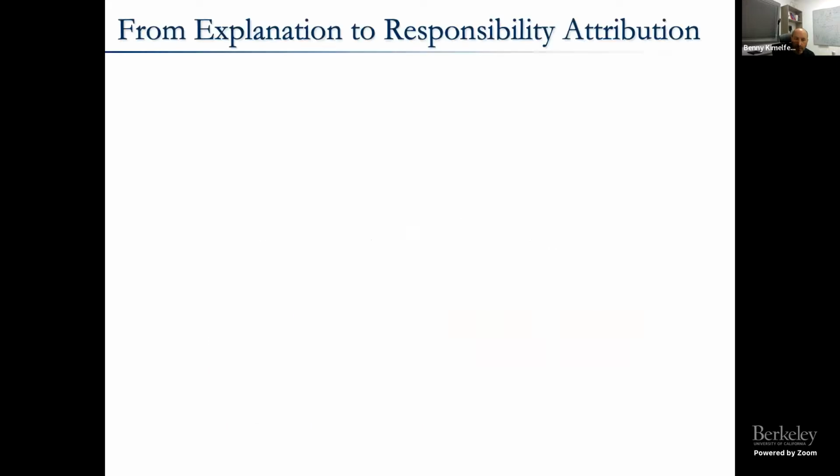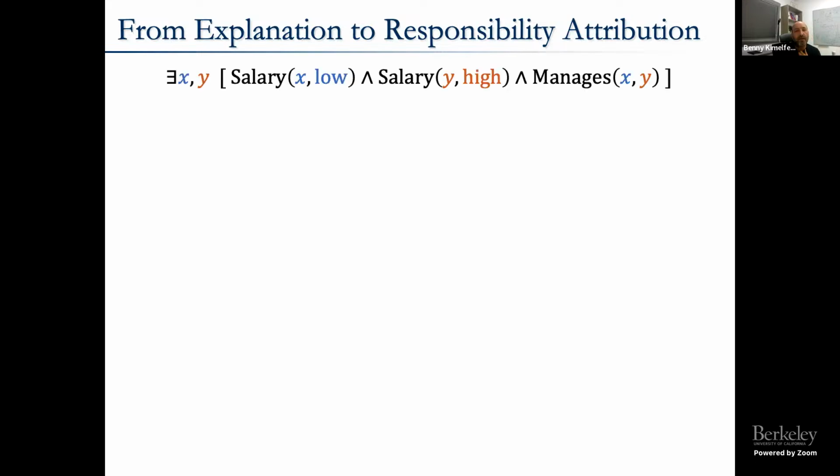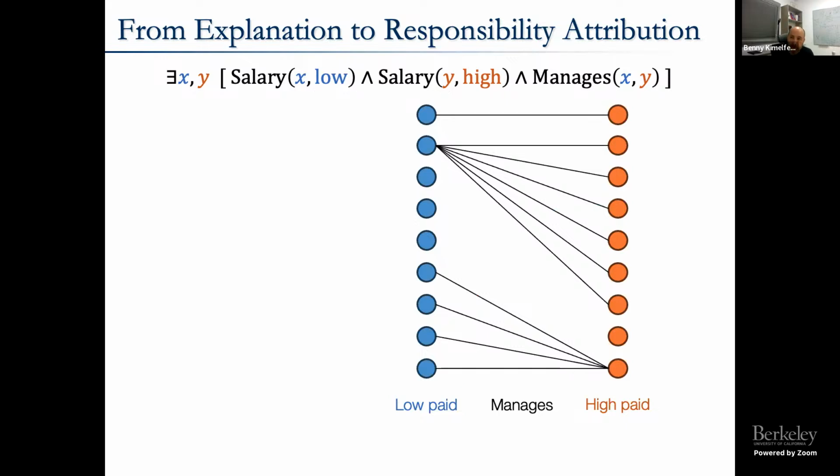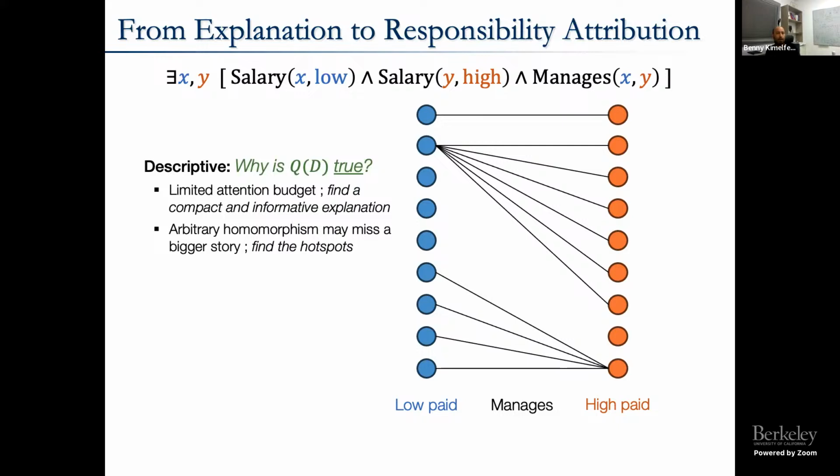So importance of database tuples. Here's a toy example. You have a query saying that there exists a case where a person who is paid low manages a person who is paid high, okay? Contrary to, say, the intuition, we look at the database, and the database says, yes, there are cases where this happens. And we say, why is it the case? We want an explanation of why it happens.